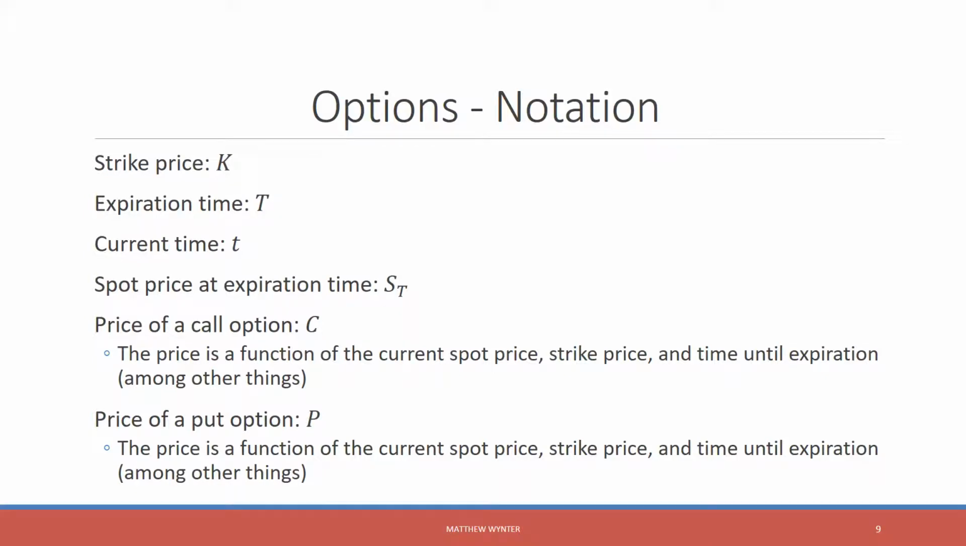We have our strike price K. Our strike price is the price that we agree to buy or sell the asset at. We have our expiration time T, so it's letting us know when our option expires. We have the current time, so this is today, and then we have our spot price at expiration, S_T. The price of the call option is C, and the price is going to be a function of many things: the current spot price, the strike price, the time until expiration, the volatility of the underlying asset. Many things will affect the price of our call, and the same applies to the price of our put, P.